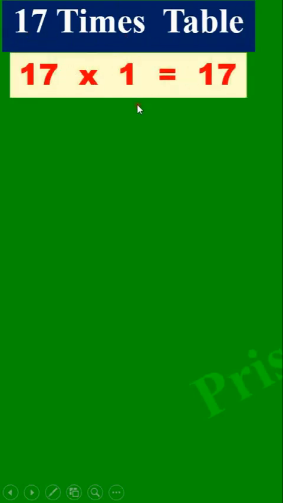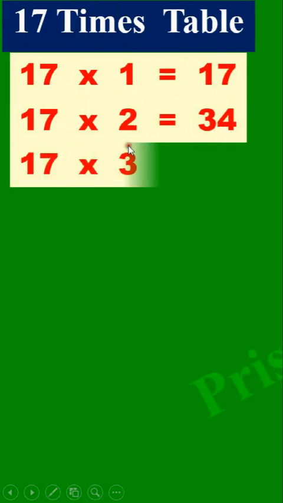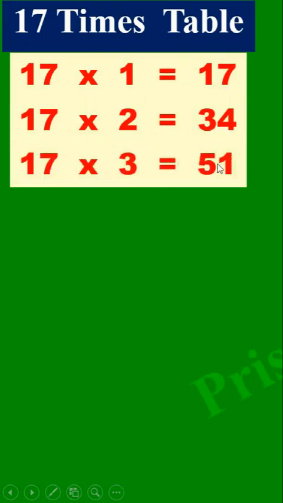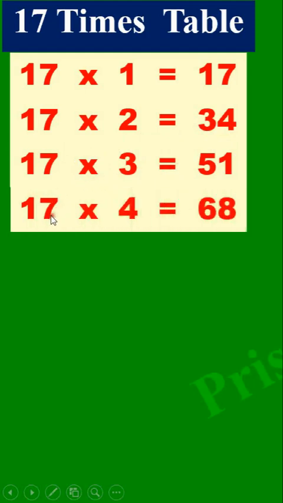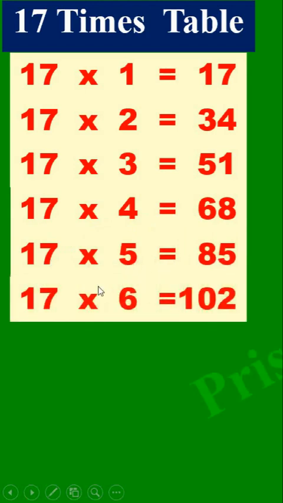17 times table. 17 times 1 is equal to 17. 17 times 2 is equal to 34. 17 times 3 is equal to 51. 17 times 4 is equal to 68. 17 times 5 is equal to 85.